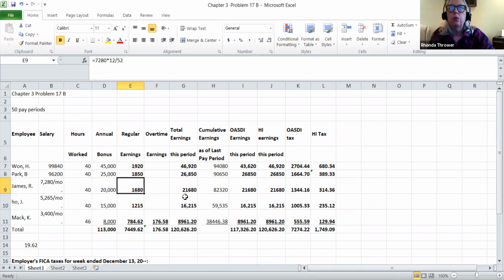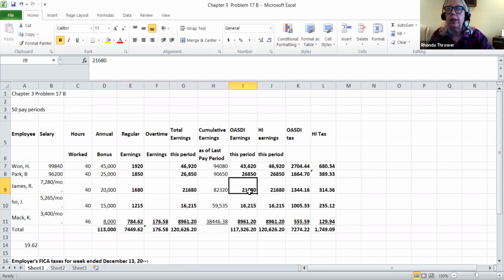The total earnings for this pay period is the weekly salary plus the bonus of $20,000 that they were given, a total amount of $21,680. The cumulative earnings to date was 1680 times 49. That's how they got this amount. It was given to you. And when you add this and this together, you don't go over the OASDI base. So all of the earnings are taxable for OASDI.